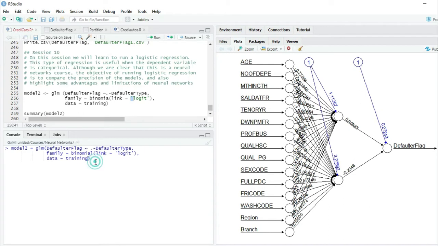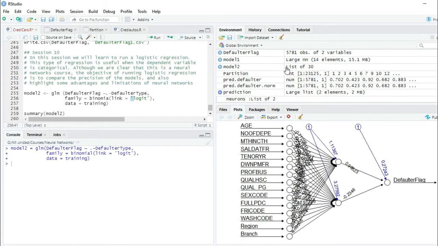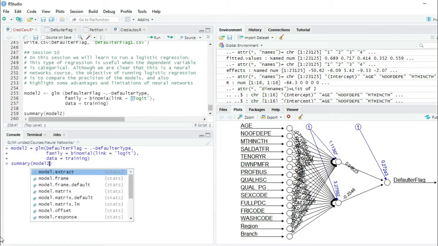So we are ready to run our logistic regression. I press enter. And it has done the regression. We can look at it at model2. We have it here, model2, a list of 30 elements. And we are going to summarize this regression, the summary of model2.